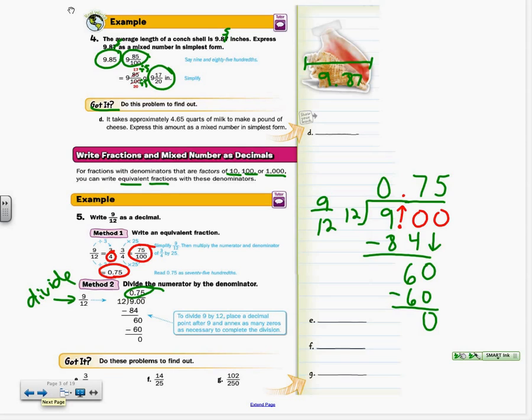So to look back, we can either use method 1, write an equivalent fraction, or we can do method 2, where we divide. Go ahead and try the bottom, and come in tomorrow with some good questions. It's okay if you get stuck. Ask for help. Have a great night.